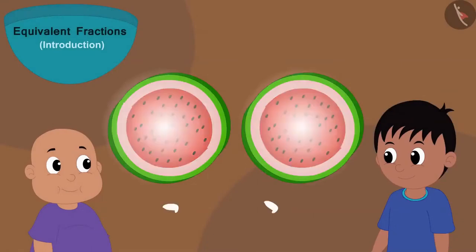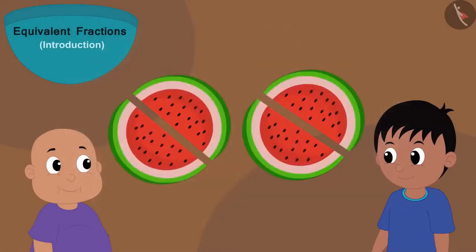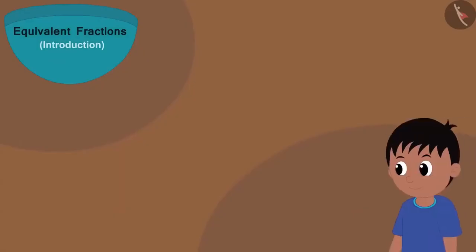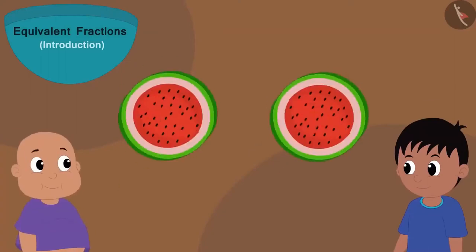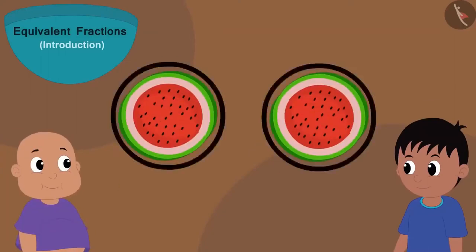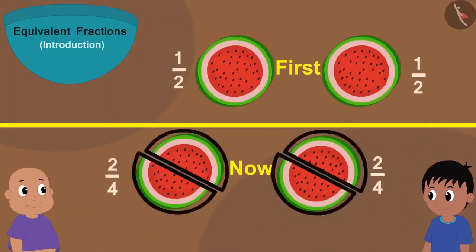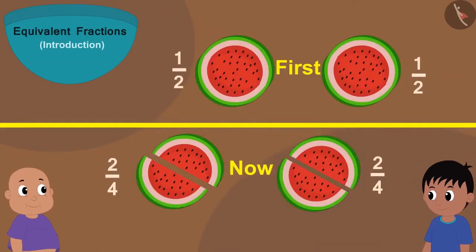So Raju cut those 2 big pieces into 2 equal parts. In this way, now the watermelon has 4 equal parts. Bablu gave 2 parts of them to Raju. Earlier, Raju and Bablu were getting 1 part out of 2 equal parts. And now, there are 4 parts of the watermelon, and they both are getting 2 parts.